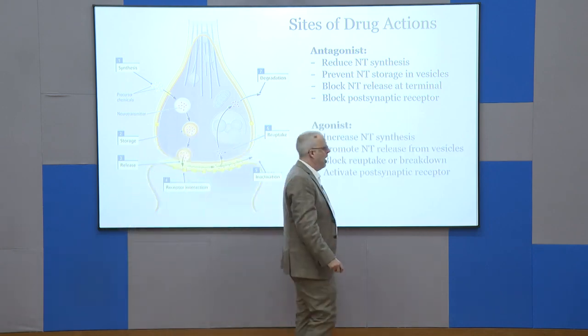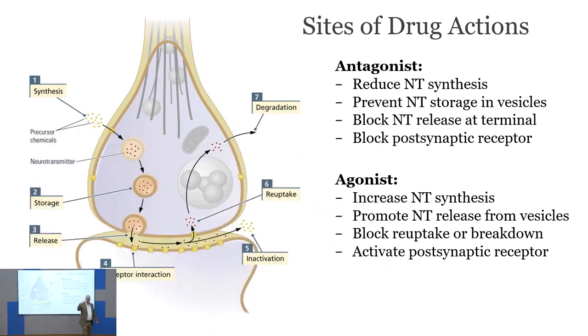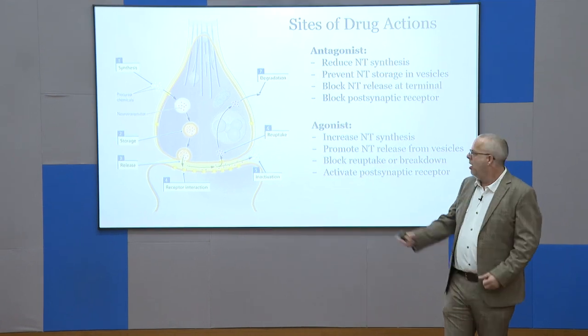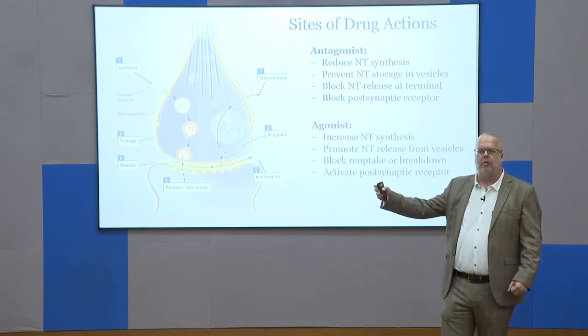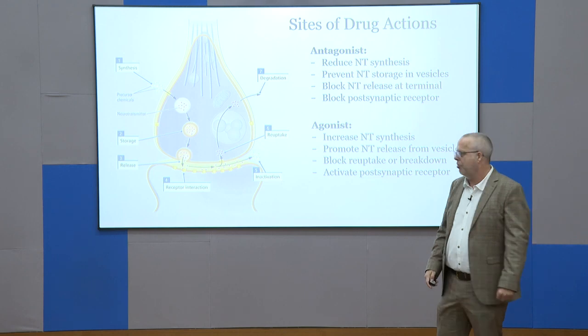On the other hand, we can have agonists. Agonists enhance. Okay? We can increase neurotransmitter synthesis. We can promote the neurotransmitter release from vesicles. We can add more neurotransmitter in each of our vesicles, for instance. We can block reuptake, so it's no longer sucked back up into the terminal. That neurotransmitter remains in the synaptic cleft. Or we can have a drug that actually mimics the neurotransmitter and can bind to that postsynaptic receptor. All of these are agonists, that is, they're going to have a facilitatory effect.